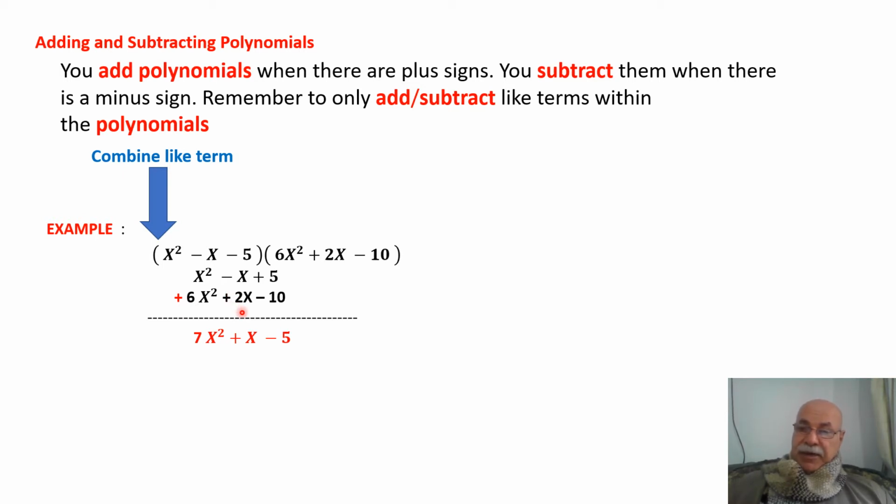نأخذ إشارة الأكبر عند عمليات الجمع والطرح. We get the sign of the big value. That's why it becomes plus x, because x with 2x becomes x. And here plus 5 plus minus 10 becomes minus 5, because we take the sign of the big value in the question.